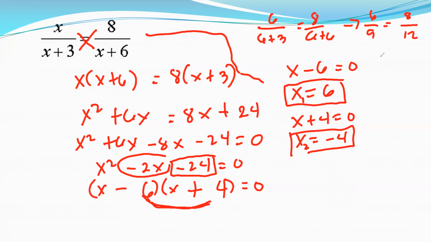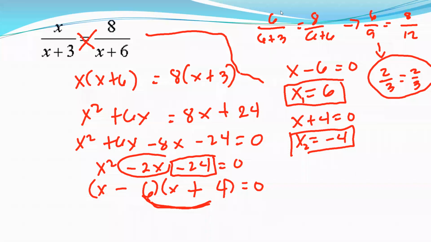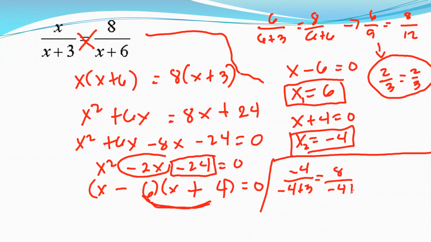Reduce 6 over 9, so that's 2 over 3, right? If we're going to divide it by 3, then reduce 8 over 12, divide by 4, that's also 2 over 3. It means this equation is correct for x is equal to 6. Let's try if it is true when x is equal to negative 4. So let's use this part. Negative 4 all over negative 4 plus 3 is equal to 8 over negative 4 plus 6.